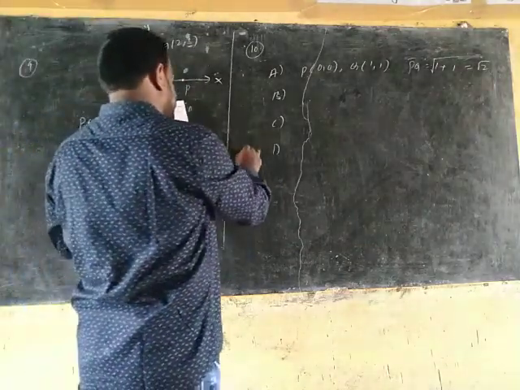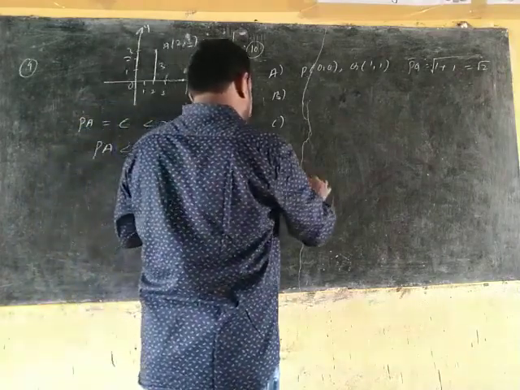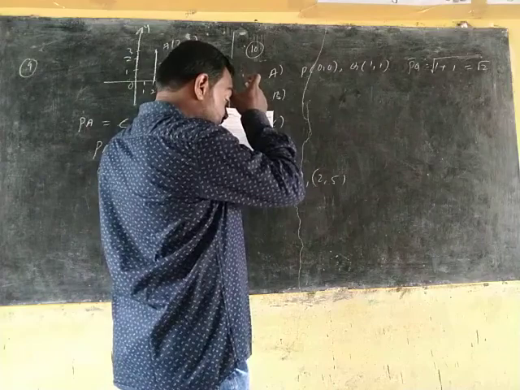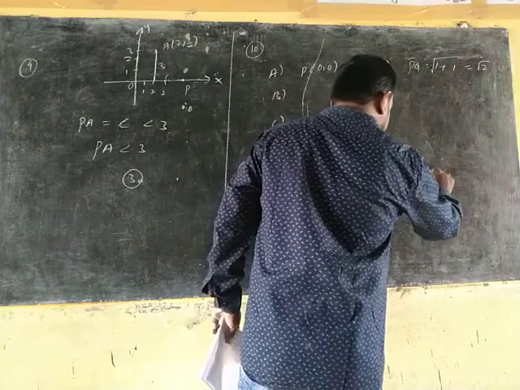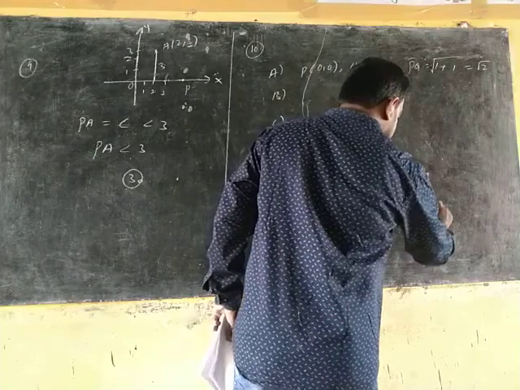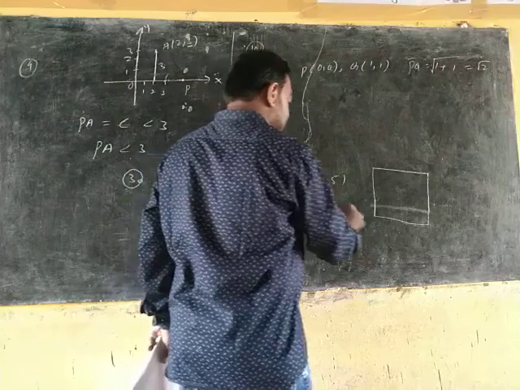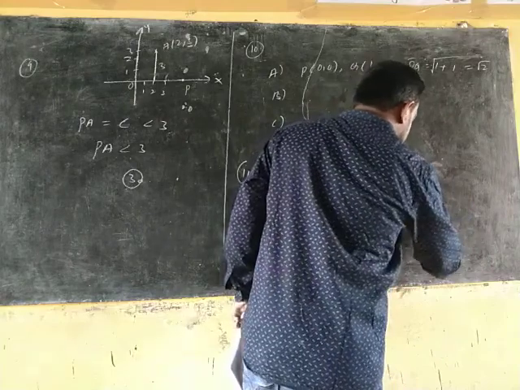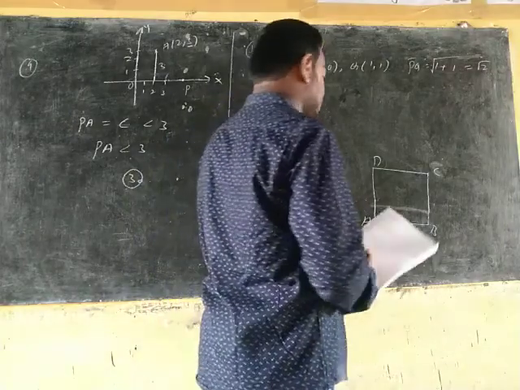Next, 11th question. If (2, 1) and (2, 5) are opposite corners of a square, then the length of the side is? So this is the square. Opposite corners. If you take this as A and this as B, here A and B are opposite corners. Otherwise, take A, B, C, D, and here A and C are opposite corners.